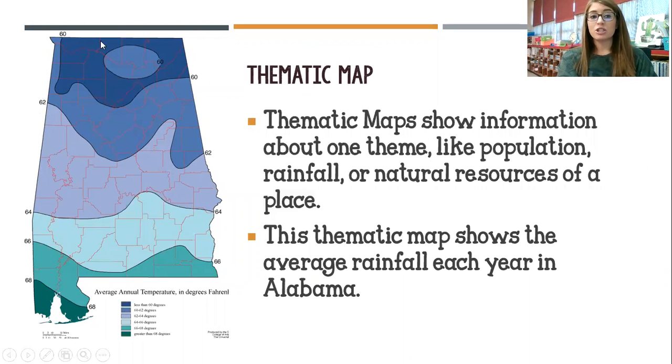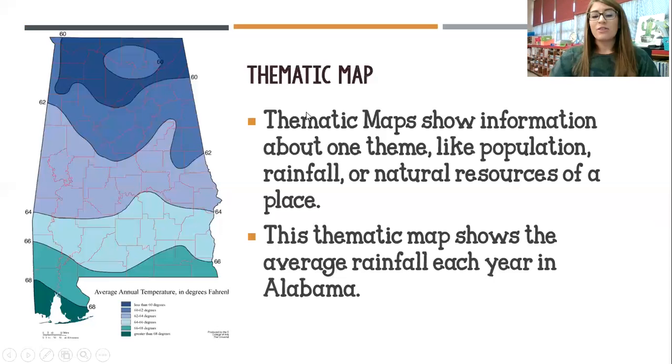This one, like I said, shows the average annual temperature. So here it's got less than 60 degrees annually. Down here it's warmer, and with each of these colors, you can see the further we get away from the coast or the beach, the lower the temperature gets annually, or yearly.